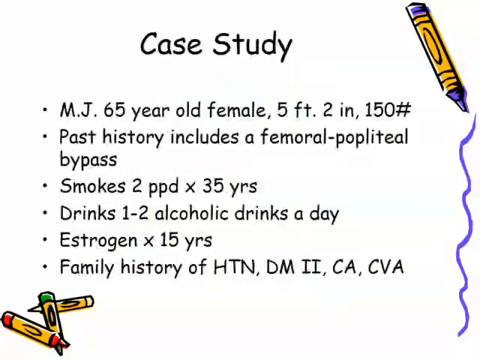The case study that we have for CVA is going to be a 65-year-old female who's overweight. Past history includes a fem-pop bypass. She smokes 2 packs per day for the past 35 years, so she has a 70 pack-year history. She drinks 1 to 2 drinks per day, has been on estrogen for approximately 15 years, and there is a family history of hypertension, diabetes type 2, cancer, and also strokes run in the family.